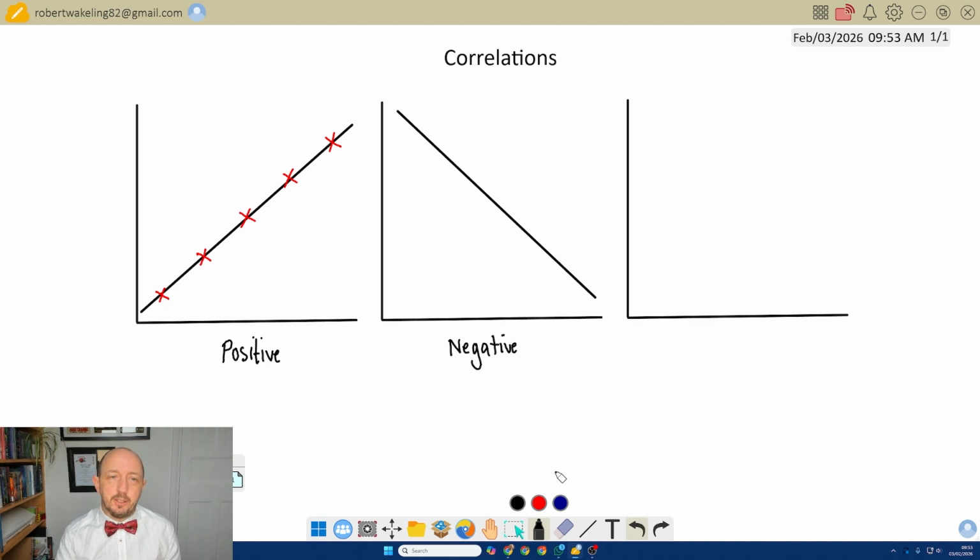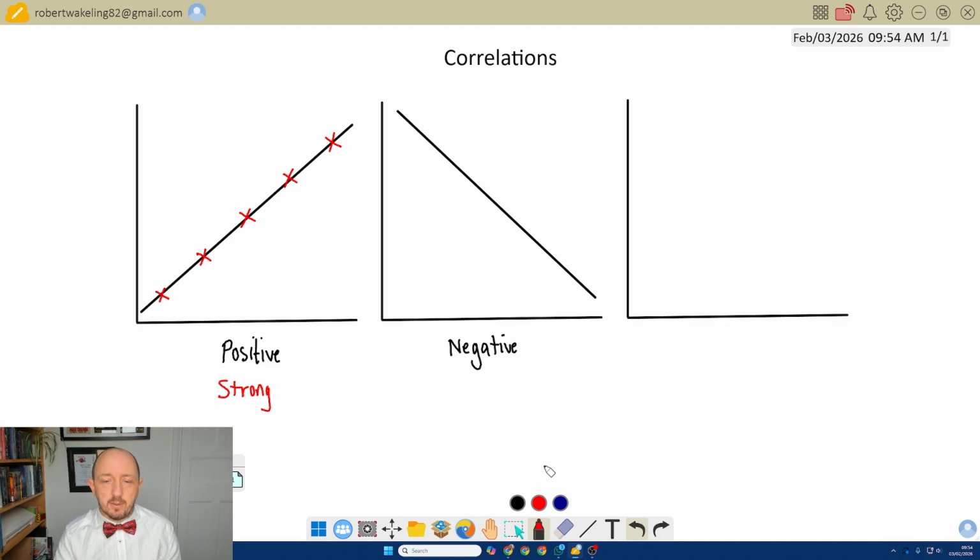We also use a word to describe how good this data is compared to this line. This positive correlation, where the crosses are almost exactly on the line, just a little bit off in some cases, but a tiny amount, we could use the word strong. Strong positive correlation.